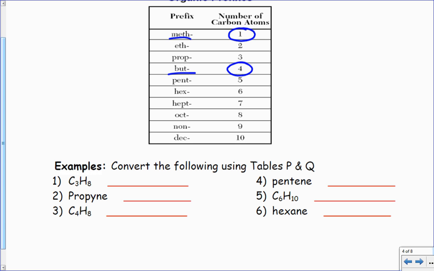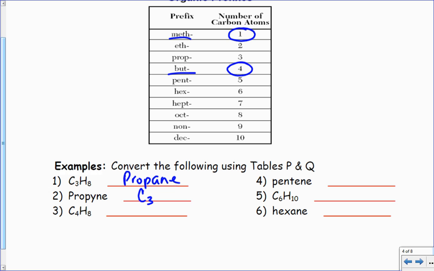So C3H8, 3 C's is prop, and H8 is ane. It's all single bonds. I don't like that we're actually doing this so early in the notes. I haven't given you any rules yet, but that's all right. I'm going to work my way through it. Propane, prop is 3 carbons.